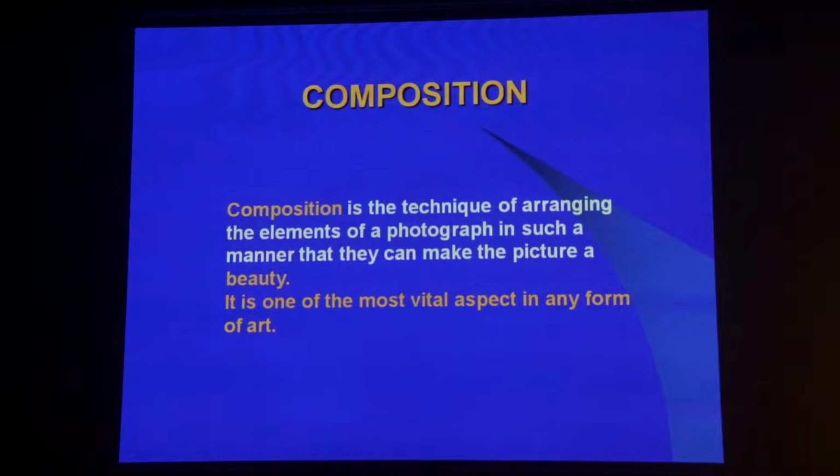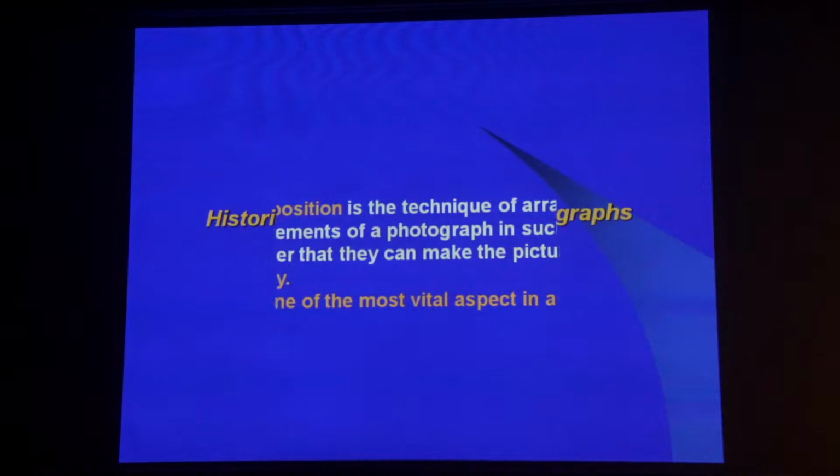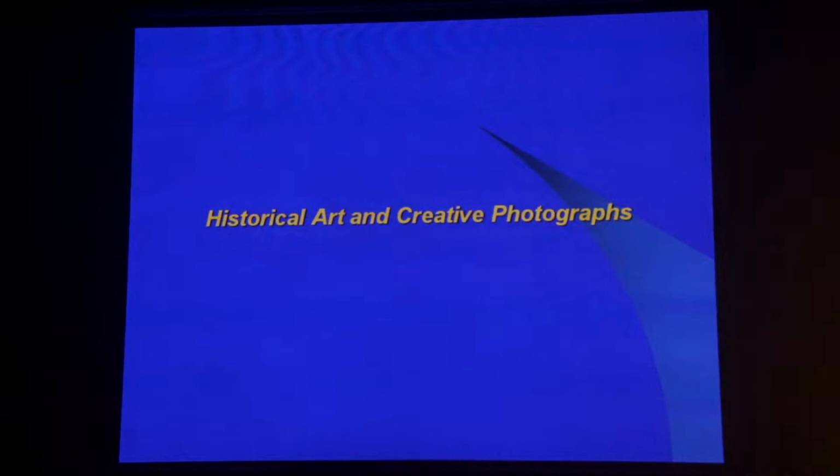Composition is the technique of arranging the elements of the photograph in such a manner that they can make the picture a beauty. It is one of the most vital aspects in any form of art. I'm not going to discuss in detail, but you must remember that without composition, there's no meaning of art. In fact, it is the most important aspect in any form of art. Next slide. Now I am coming to some of the historical and creative photographs.